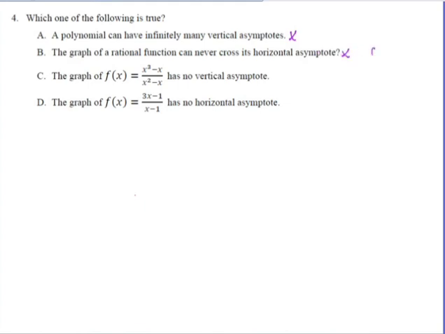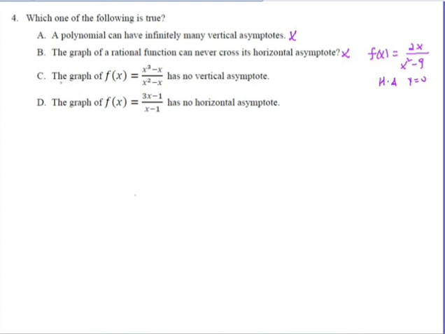For example, if you take the function f of x is equal to 2x over x squared minus 9, you can see that the graph will cross the horizontal asymptote. Its horizontal asymptote for this function is y is equal to 0. It can cross. Okay, so there is the possibility to cross the horizontal asymptote, not the vertical asymptotes. So the statement in B is wrong.